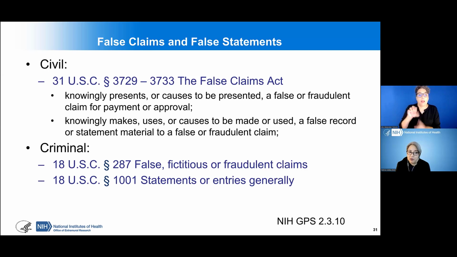This refers to someone knowingly presenting or causing to be presented a false or fraudulent claim for payment or approval, for instance, grant funds. This person would have knowingly made, used, or caused to be made or used a false record or statement material to a false or fraudulent claim. Now, false claims can also be criminal. In some rare cases, they are pursued as criminal. Usually they're pursued as civil. And then I also wanted to mention false statements as well. I'm not going to go into that much here, but there's also a criminal code, 18 USC 1001, which is regarding false statements.